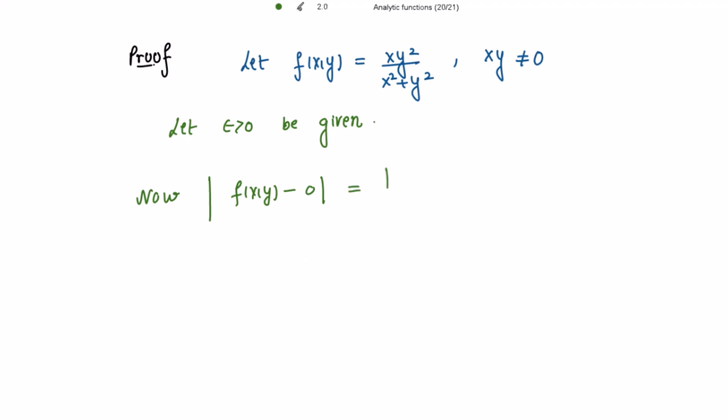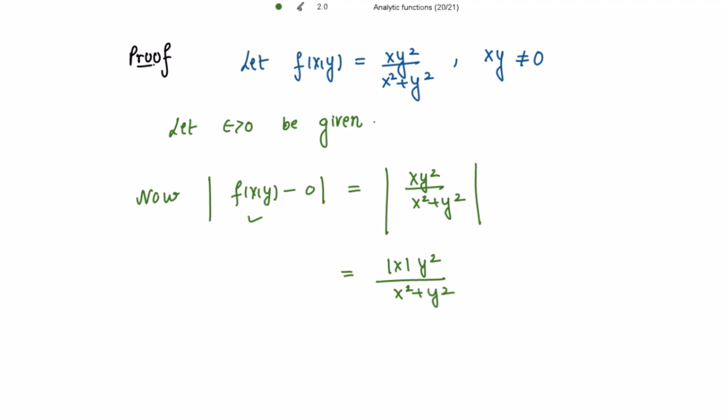So this is equal to the mod of, I'm writing this function over here, x y squared divided by x squared plus y squared minus 0, right? That is the mod of this function only. So this is further equal to mod of x into y squared. There is no need to take the mod on y squared divided by x squared plus y squared.